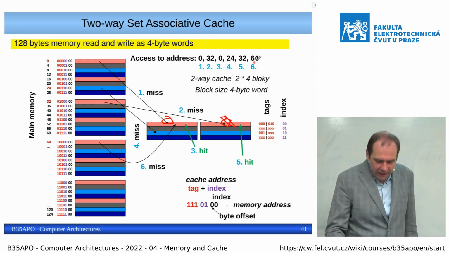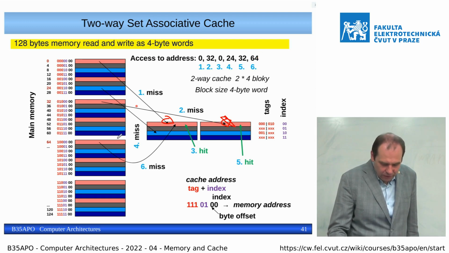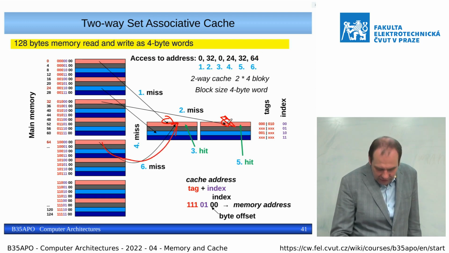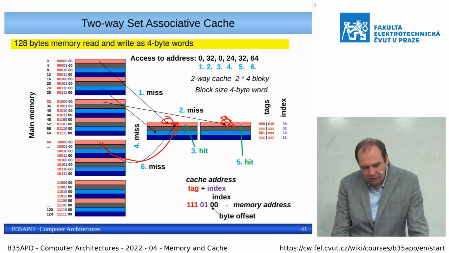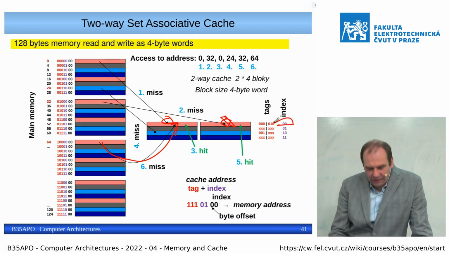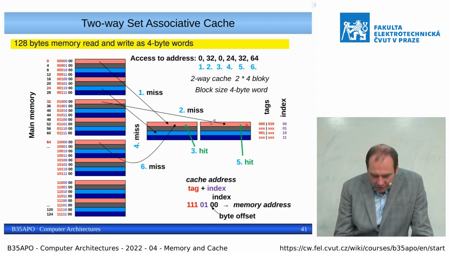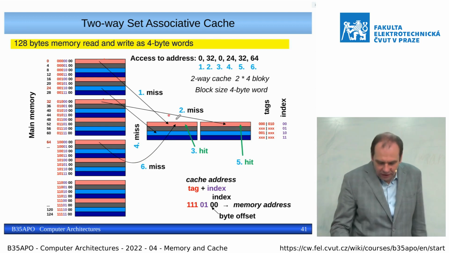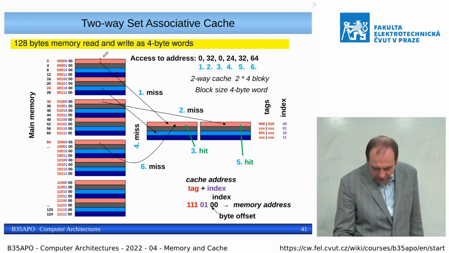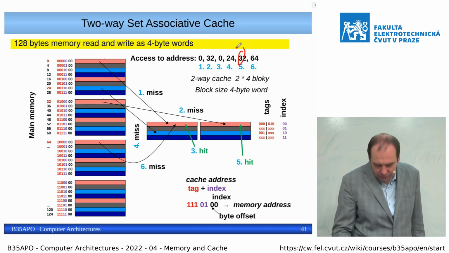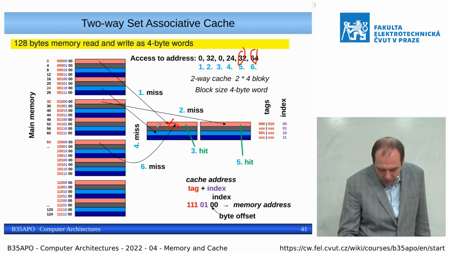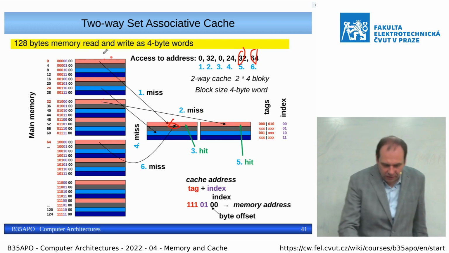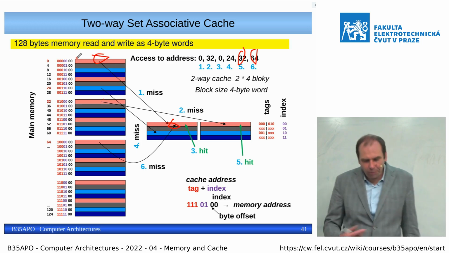At the moment when we access a value at the address 64, it again maps to the first set. And in this case, we have no other option than to kick out one of those locations. And because the least recently used was the address 0, because the last access was to 32, the access to 64 would kick out that copy of the address 0.